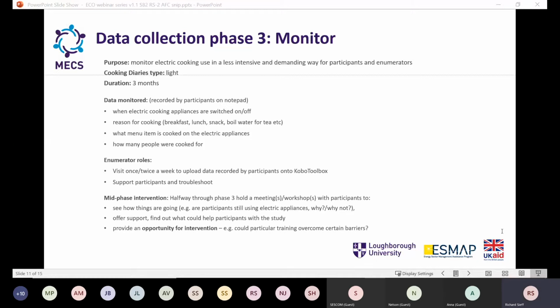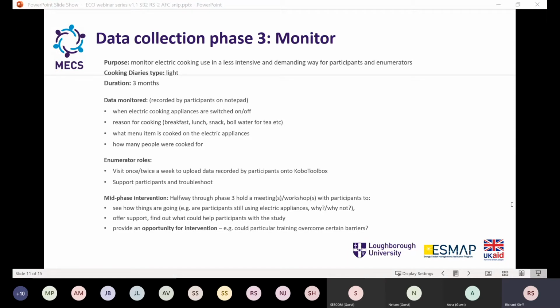Data collection phase 3, monitor. We recommend that after the intensive transition diary of phase 2, a light cooking diary is used to keep track of electric cooking throughout the trial period. This is what phase 3 is, and this can go on for as long as is needed. As defined before, the light cooking diary is much simpler and less effort for cooks and enumerators.